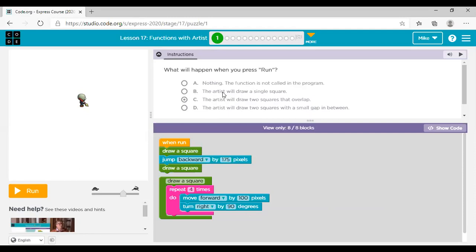B, the artist will draw a single square. C, the artist will draw 2 squares that overlap. Or D, the artist will draw 2 squares with a small gap in between. So what's going to happen, guys? Type quickly in the chat box A, B, or C.